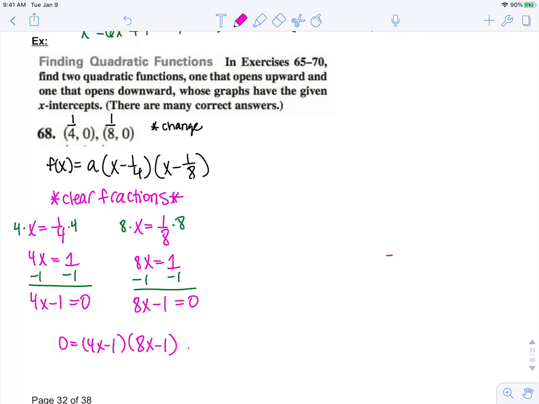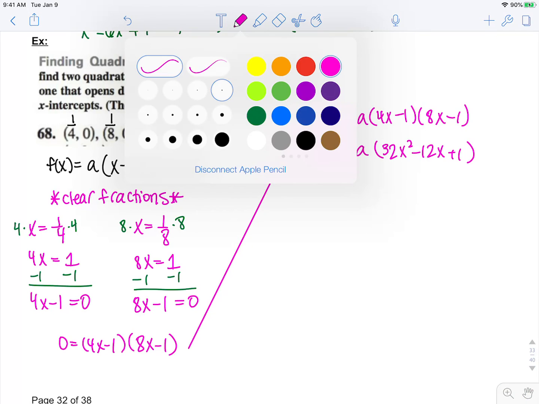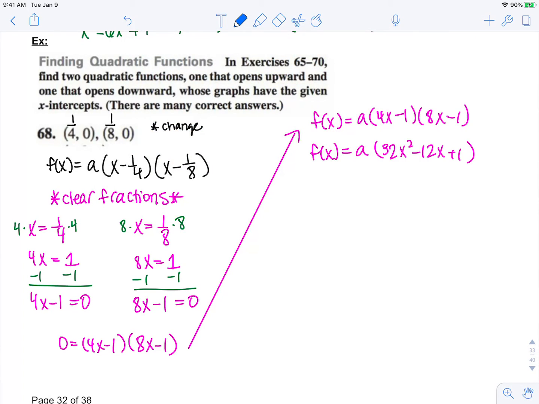So now, this connects us back up to our factored form. f of x equals a times (4x minus 1)(8x minus 1). So I'm going to put this into standard form. f of x equals a times (32x squared minus 12x plus 1). From here, we want to create two equations.